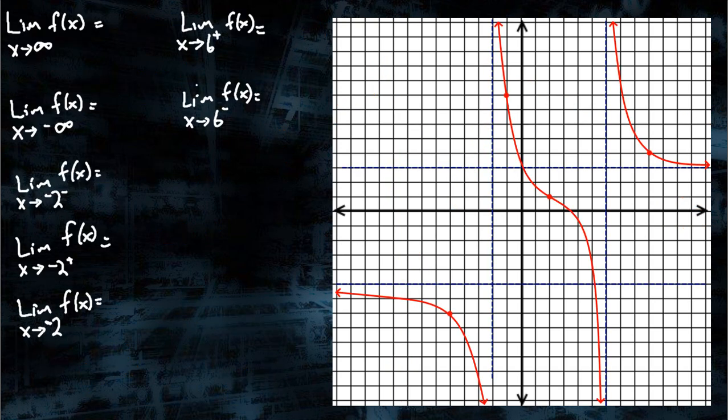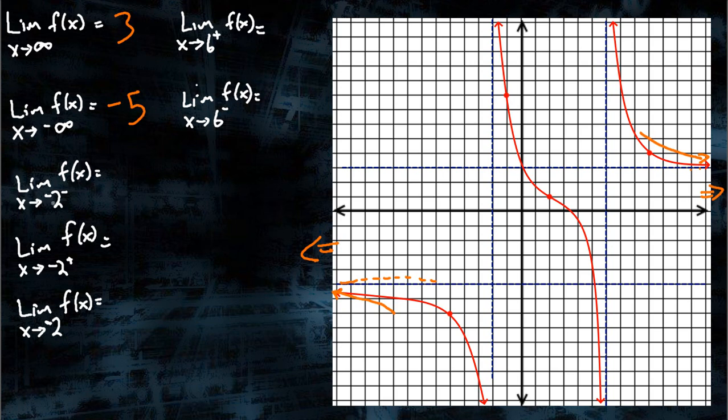All right, let's see if we can practice this. Let's see, f of x as x approaches infinity. So positive infinity is way over here to the right, and we are approaching this asymptote, so we're approaching 3. Now if we approach negative infinity, well, negative infinity is way off to the left, and if we approach that, well, now we're approaching this asymptote down here, which is negative 5. So negative 5 in that case.